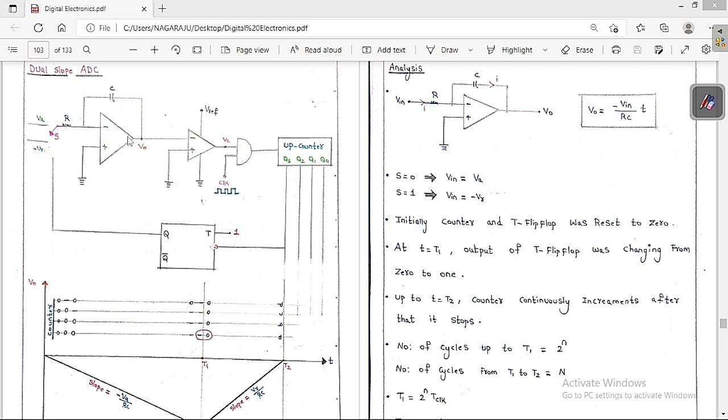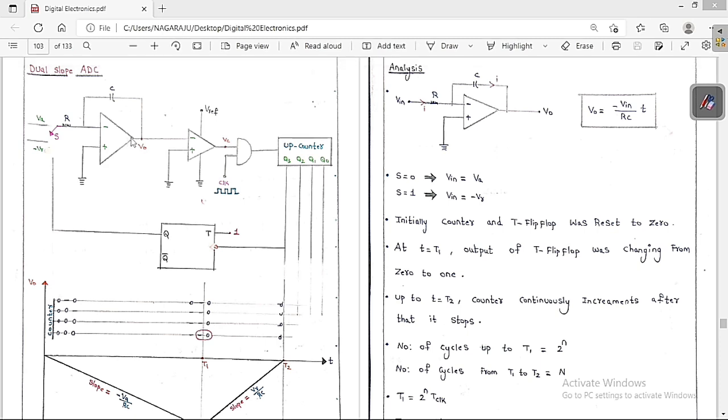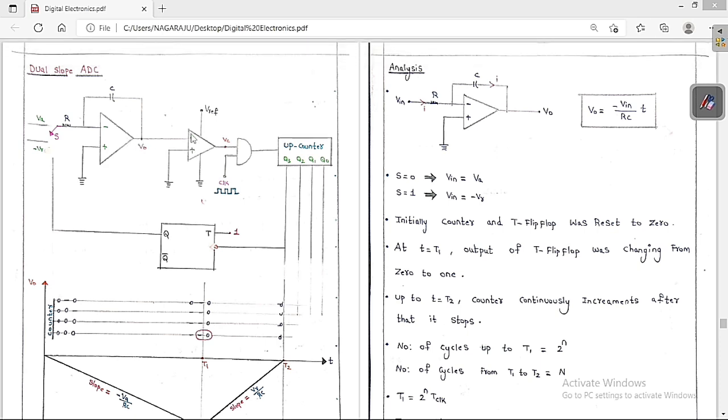What is the output voltage? Output voltage is equal to minus VIN by RC into T. Here there is an op amp, and this V0 goes to the negative terminal. Whenever this voltage is greater than this voltage, we get V reference, whereas whenever this voltage is greater than that voltage, we get 0 here. So if this is positive, meaning high voltage, the clock is going to pass through this output, so the count is going to increase. Whenever this becomes 0, the count is going to stop its counting.